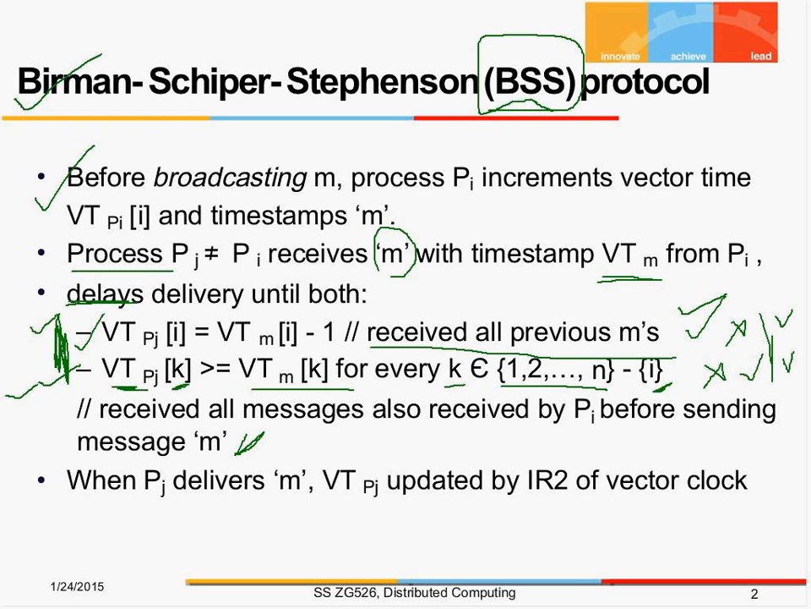Now when you are through with these two conditions, simply increment the vector clock of the receiving site for that particular event, which is nothing but a message receive event, by IR2 of the vector clock. Now this IR2 says that we need to take a maximum of the clock that is accompanied in the message and the local clock of the receiving site. So we will do a maximization of these two values, and hence that will be the clock value at the receiving site of the process time space diagram.